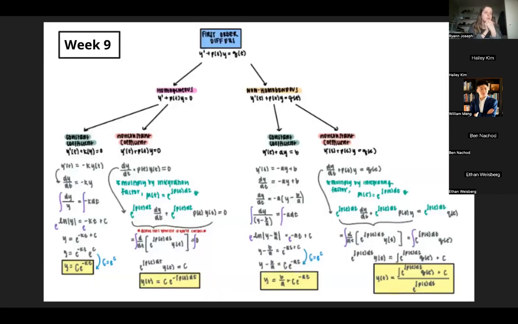Okay, week 9. I have these slides that give a flow chart on how to solve these equations. I'm going to put it in the chat because I know not everyone has access to my slides because not everyone is in Paterka's section.